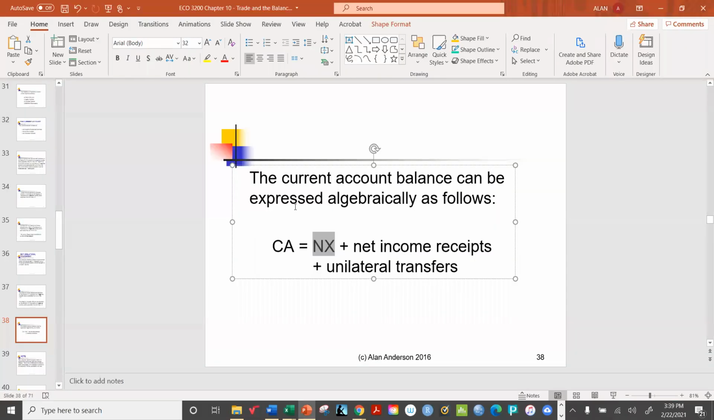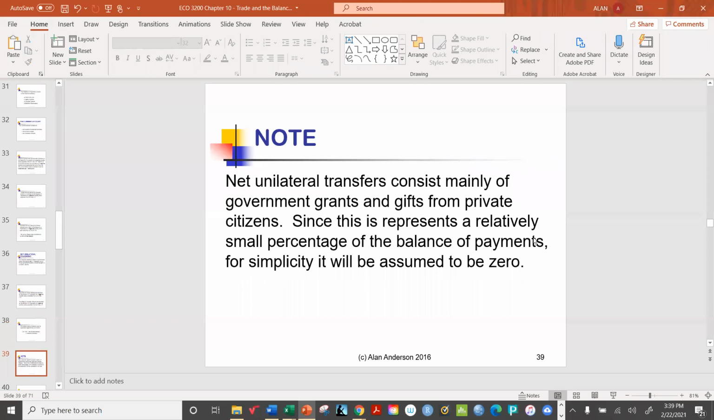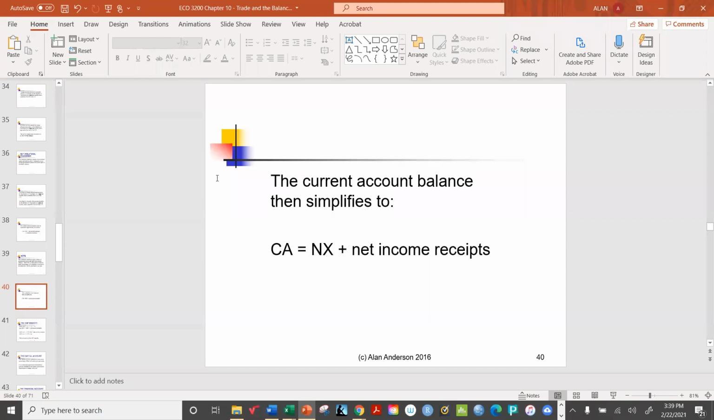But anyway, yeah, so often in textbooks, they'll just set this equal to 0 because it's such a trivial amount of money. And then basically treat the current account balance as just the trade balance plus these net income receipts. It's just easier that way.